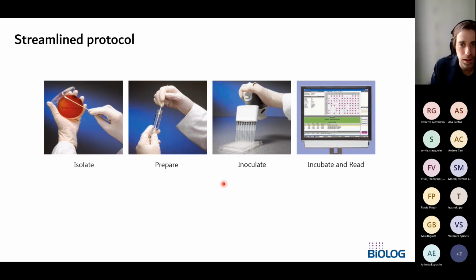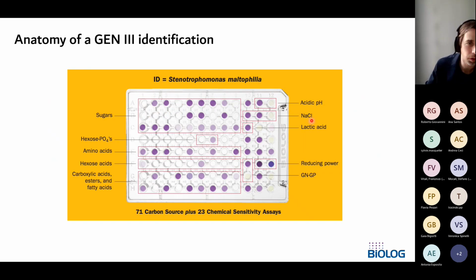And then if you have a match in the database for the profile you have, the system will give you an identification. So that's a very simple and streamlined protocol that, from left to right, takes less than 5 minutes to prepare the plate. And then incubation time depends, as we said, on the organism that you are considering. It's 24 hours for bacteria, a little bit more for yeast, and it can be 2 or 3 days for filamentous fungi.